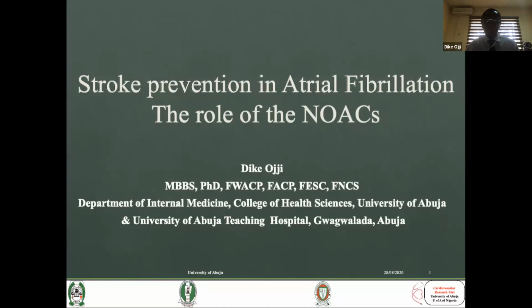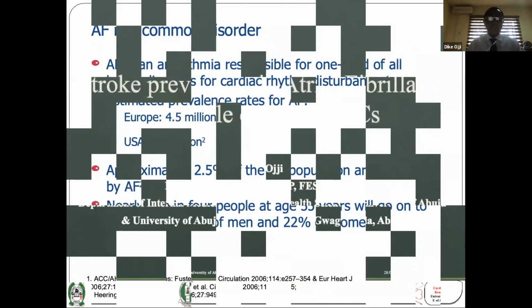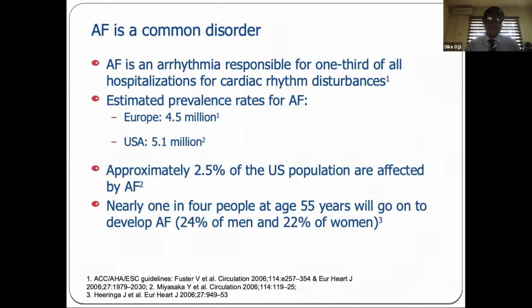And we know that atrial fibrillation, one of the most feared complications, of course, is stroke. Dr. Olalekan has referred to this before, that AF is an arrhythmia and is responsible for one third of all hospitalizations for cardiac rhythm disorders, especially in Europe and the US. And you can see the burden there in Europe. About 4.5 million people are said to be living with atrial fibrillation. In the US, it's even greater, about 5.1 million. And also in the US, it's said that about 2.5% of the population are affected by atrial fibrillation.